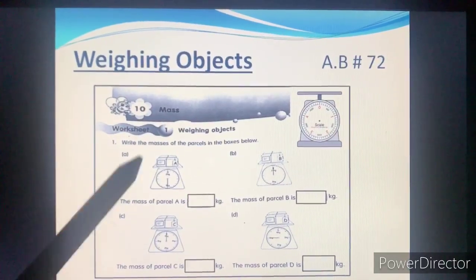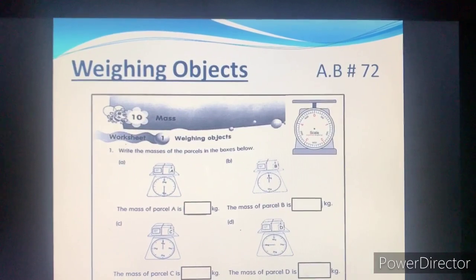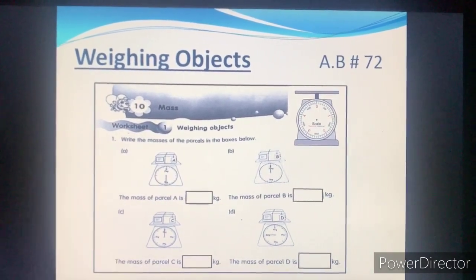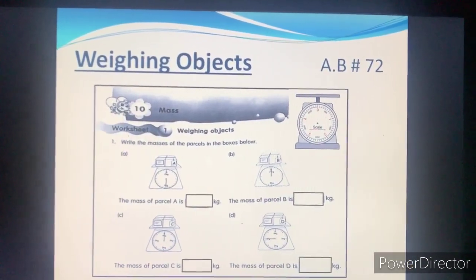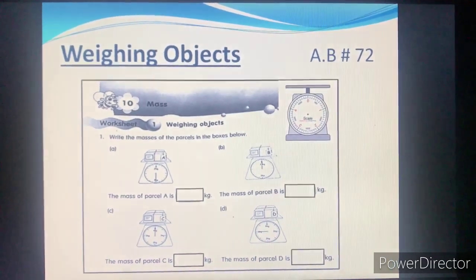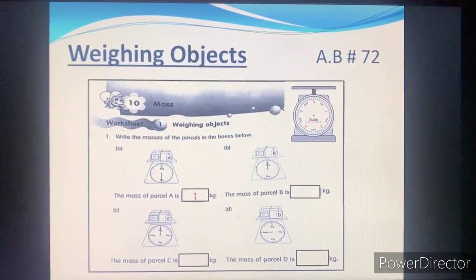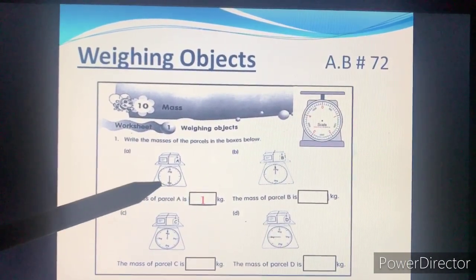Number A, see the scale, 1 kg or 2 kg. Two amounts are given on the scale. I know it's not clear here, but in your books it's quite clear and you can easily solve it there. So, what will be the mass of parcel A? Excellent. 1 kg. See, 1 kg.